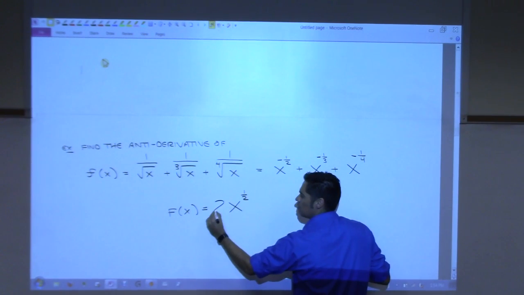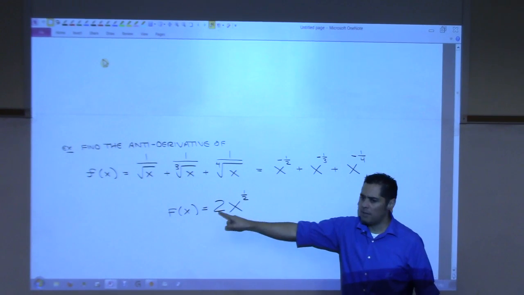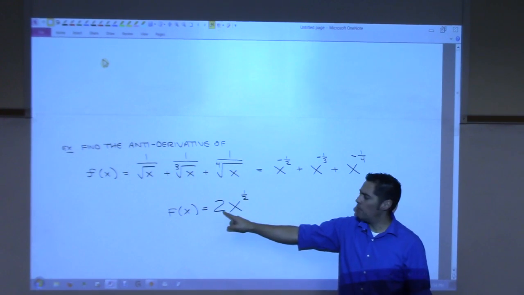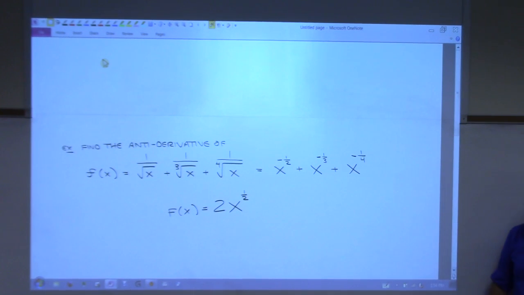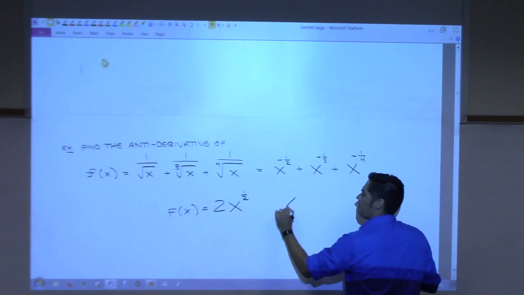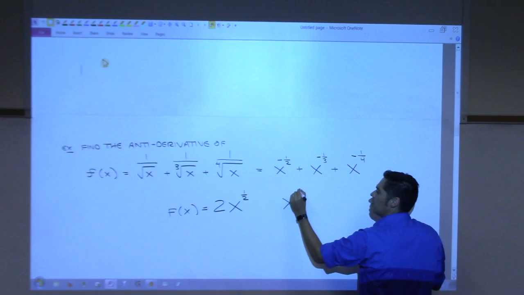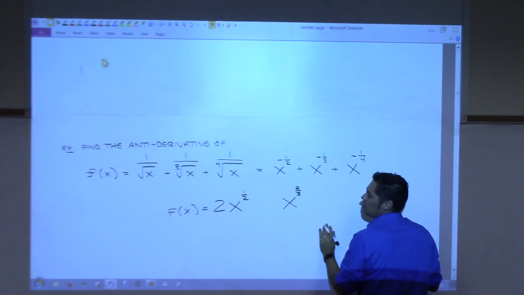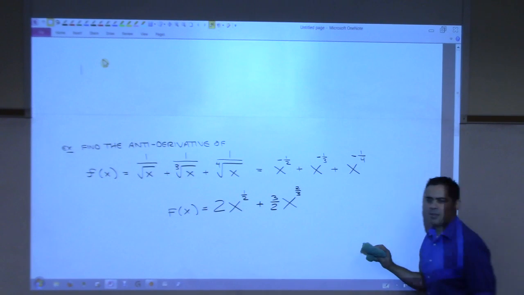Just 2. Right? This 1/2 would come down, hit the 2, and become a 1. We'd subtract 1 from that, we get x to the negative 1/2. How about the next one? What's the power on x going to be? 2/3. So negative 1/3, you're adding 1, 2/3, and then out front, 3 over 2. Kind of get the idea of what's going on here?